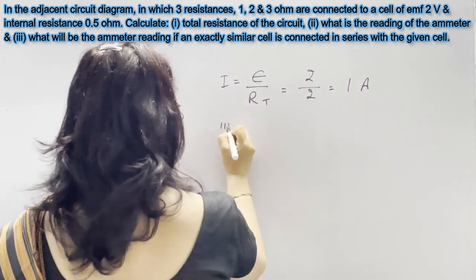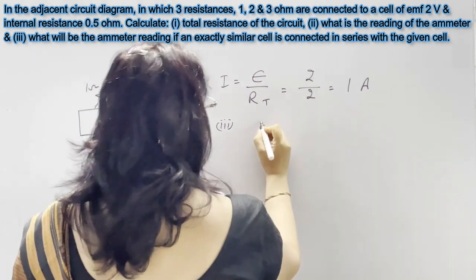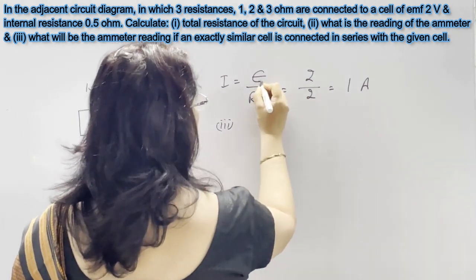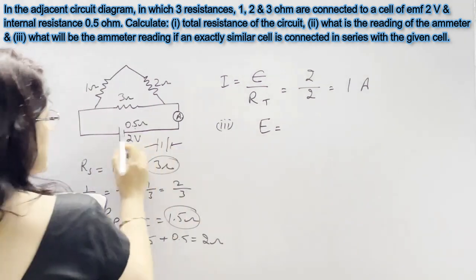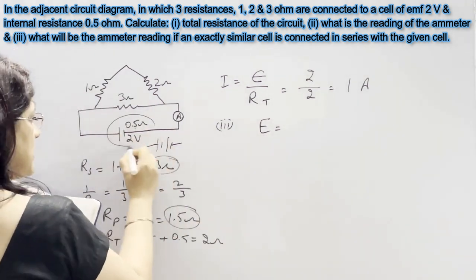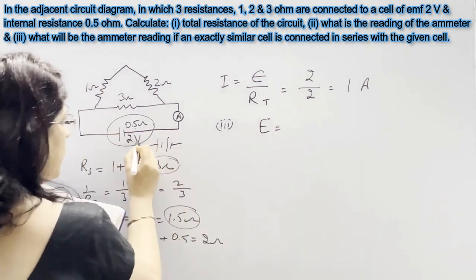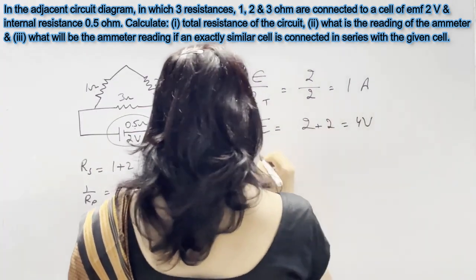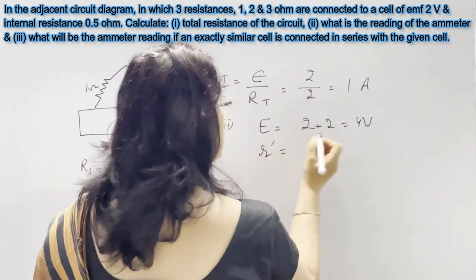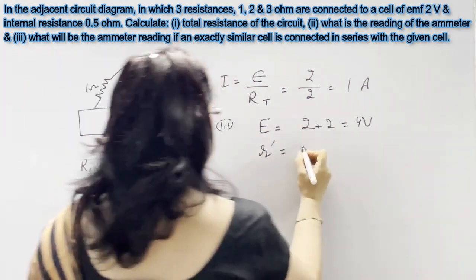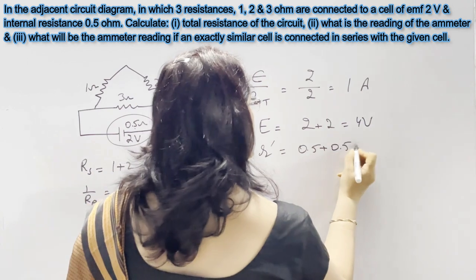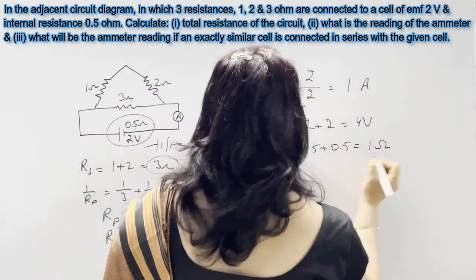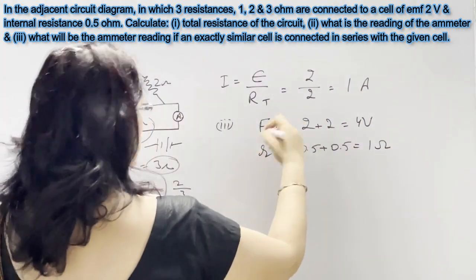Now in the third part, what is the value of the new EMF? A similar cell is connected in series with this given cell. It means 2 volt plus 2 volt is our new EMF, 4 volt. And the internal resistance is the sum of these two internal resistances. It means 0.5 plus 0.5, which is 1 ohm. So now these are our new values.